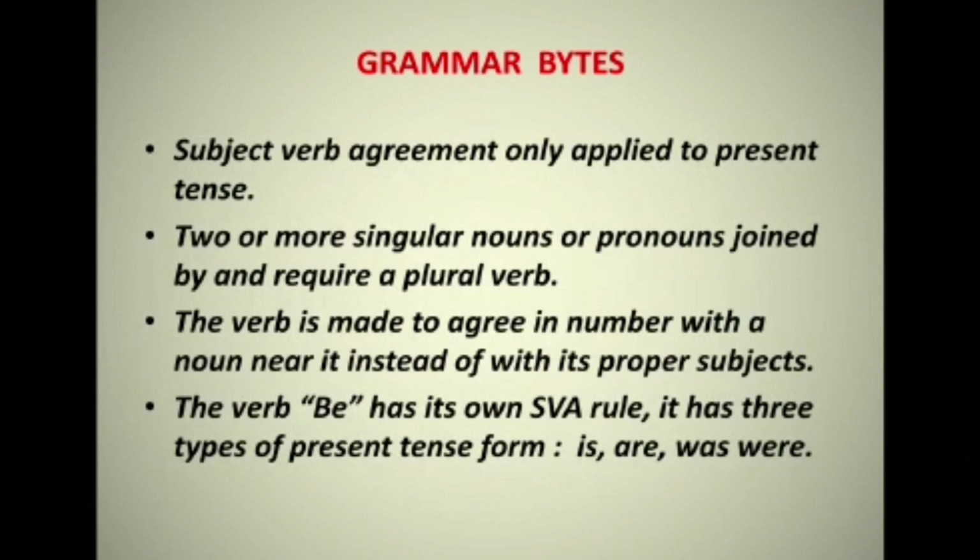The next thing that we need to learn here are some of the important tips, or we can say the grammar bites. Subject verb agreement only applies to the present tense. Two or more singular nouns or pronouns joined by and require a plural verb. The verb is made to agree in number with a noun near it instead of with its proper subject. The verb be has its own subject verb agreement rule. It has three types of present tense form: is, am, are, and two past forms: was, were.